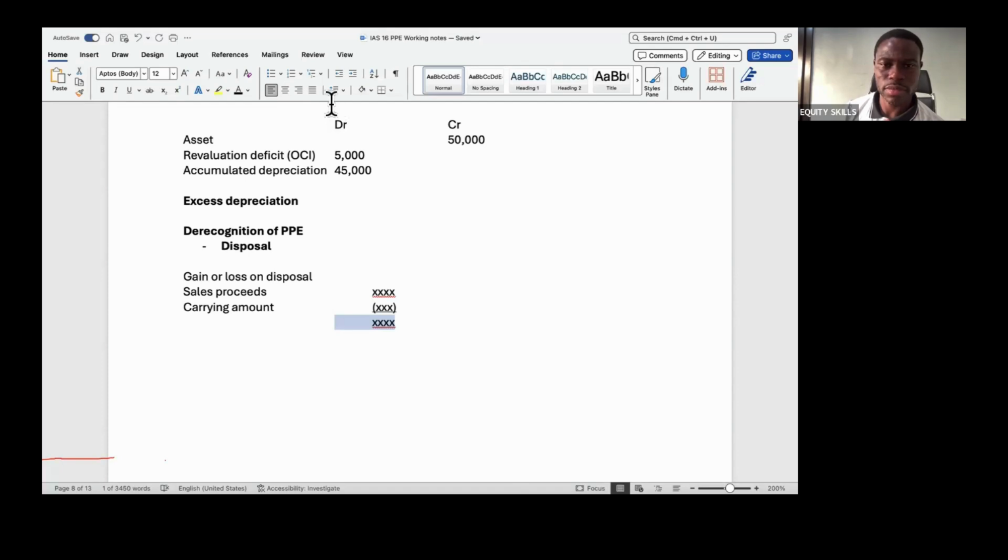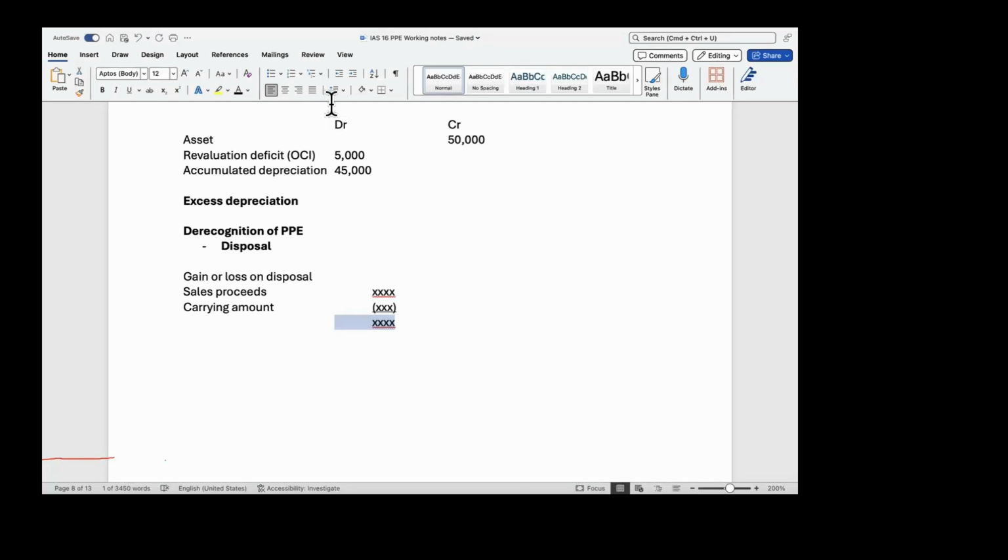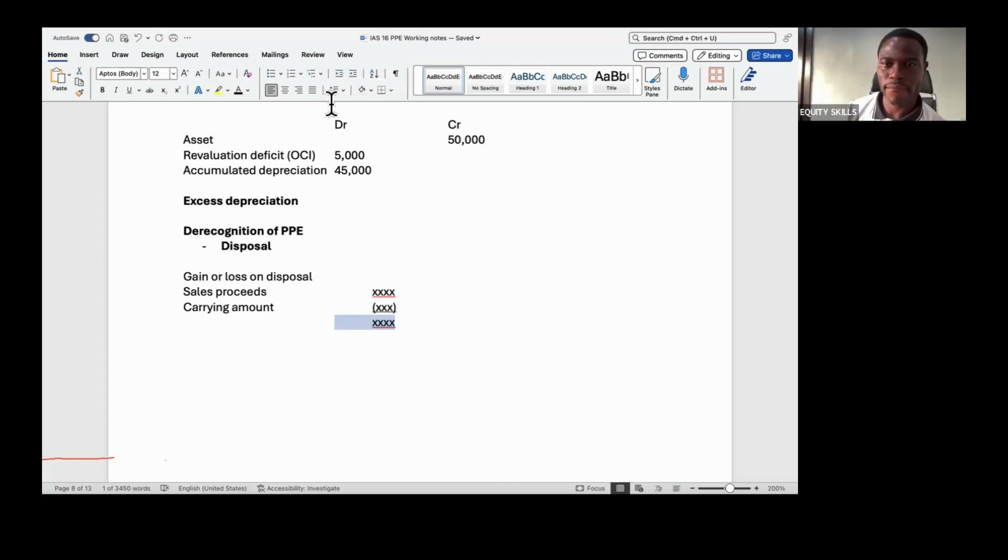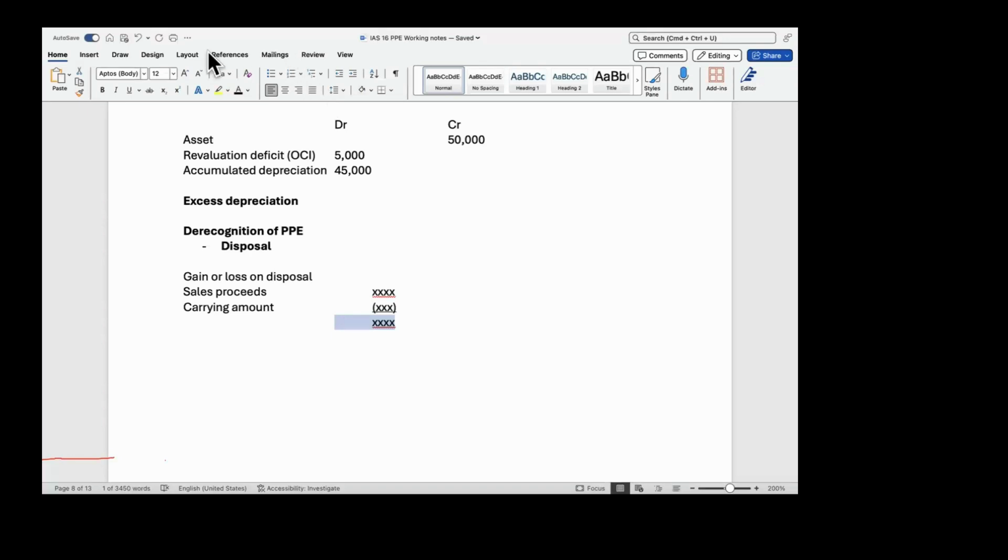Anybody? So I think it should go to P&L. Why? Because for us to dispose of an asset, we are making a gain or loss. We've already gained either the value. So it's not really that we are looking forward to it.